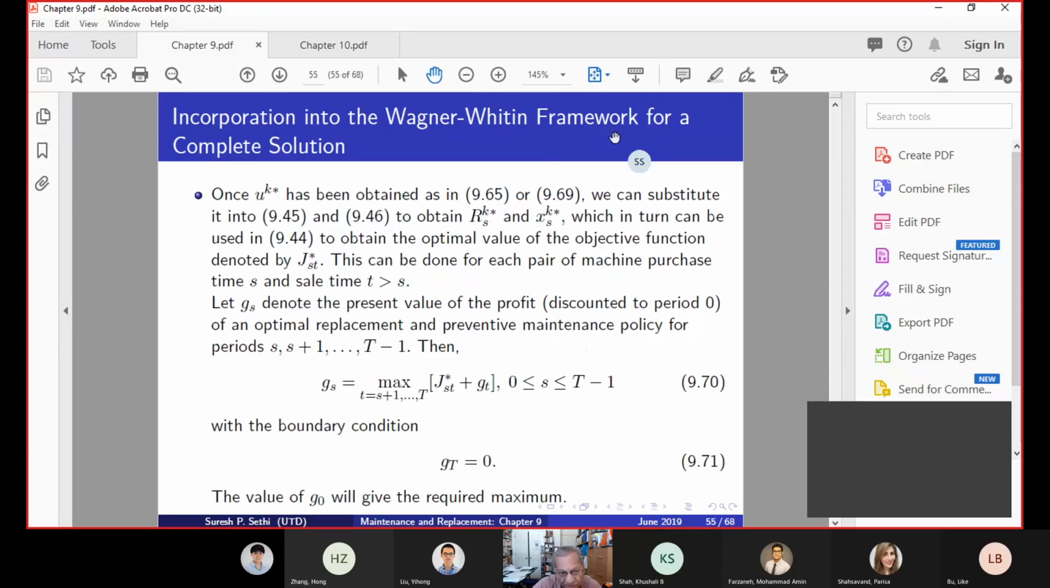So here's how you go. Suppose UK star has been obtained by solving my subproblem.